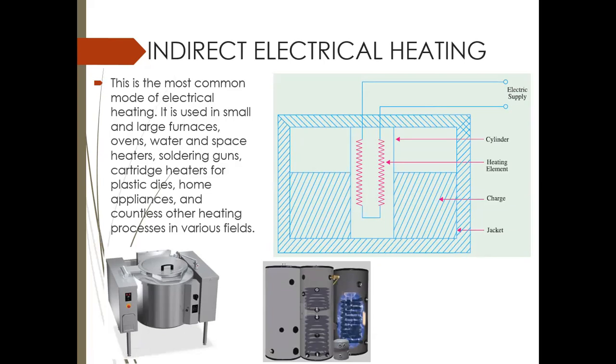Sometimes the resistance is placed in a cylinder which is surrounded by the charge placed in the jacket, as in this figure. This arrangement provides uniform temperature all around the jacket area. Moreover, automatic temperature control can also be provided. In this controlled environment, we can produce heat by using this indirect method of electric heating.